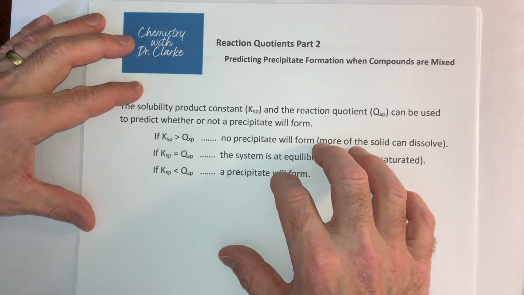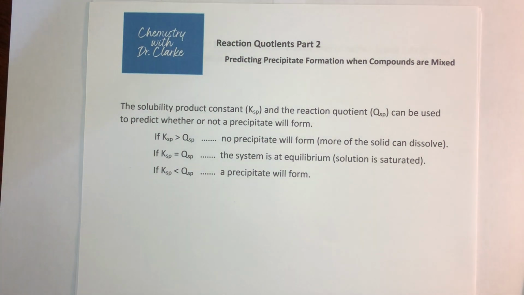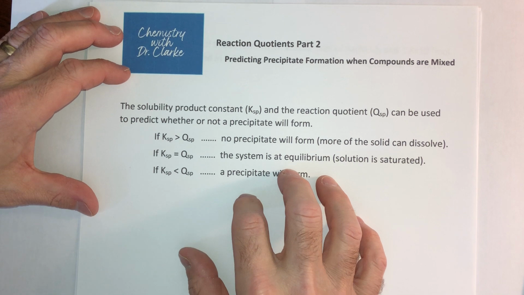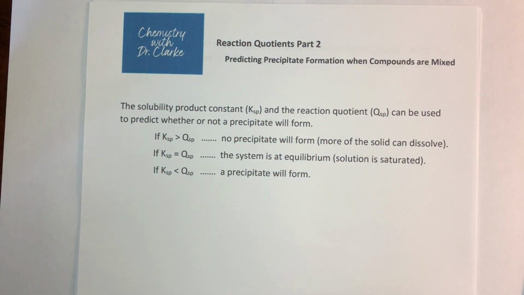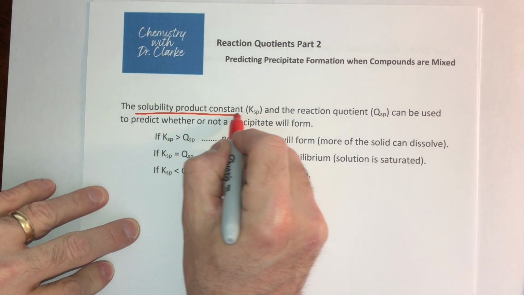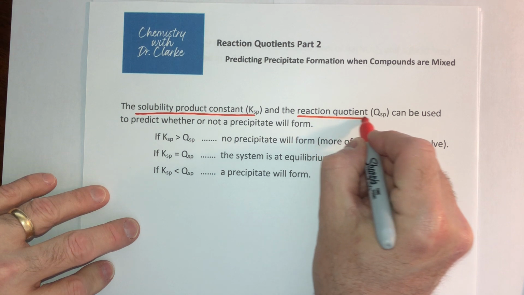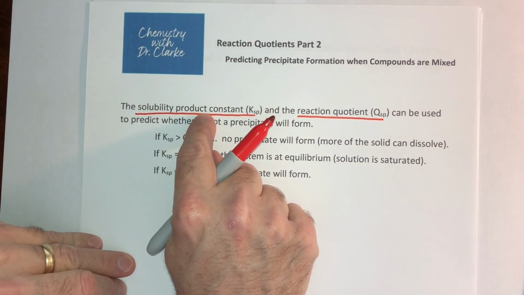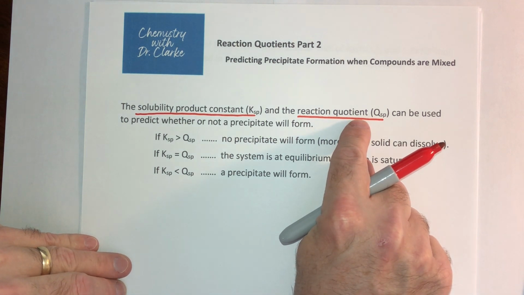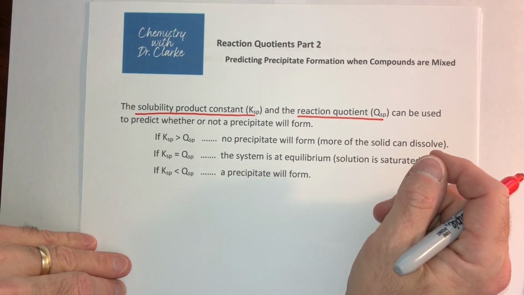So if you haven't seen the first part of the video, you should probably pause here and go back and take a look. Okay, the most pertinent thing from the first part of the video was the comparison of KSPs versus QSPs. Solubility product constants versus reaction quotients. The solubility product constant is the KSP, the reaction quotient is the QSP. What we're going to do is give you the KSP, ask you to calculate the QSP, and then compare.